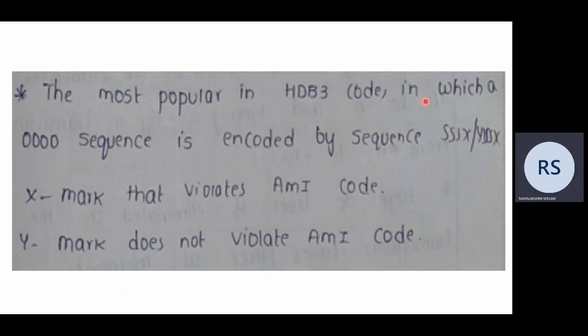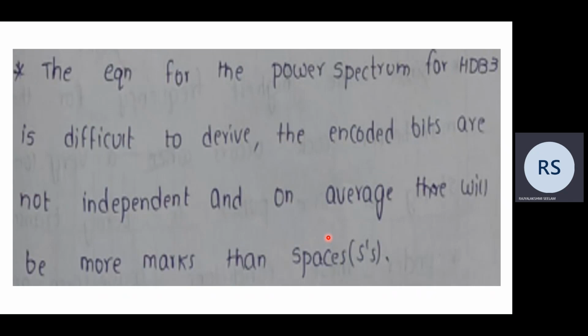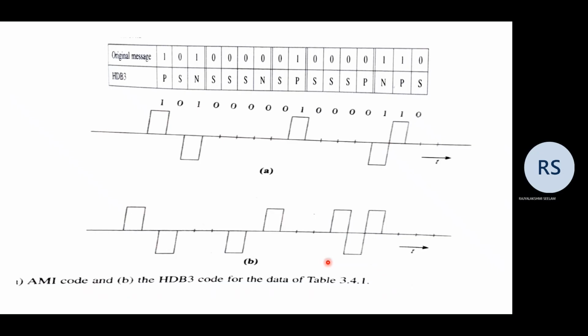Most popular is the HDB3 code, in which if you have a sequence of four 0s, it is encoded by the sequence SSSX or YSSX. That means here we will consider 3 spaces, then X or Y, then SSX. X is a mark that violates the AMI code, Y is a mark that does not violate the AMI code. The equation for the power spectra for HDB3 is difficult to derive as the encoding bits are not independent, and on average there will be more marks than spaces. So if you see here, this is the AMI code, this is the HDB3 code, this is alternate mark inversion, and this is the original message.